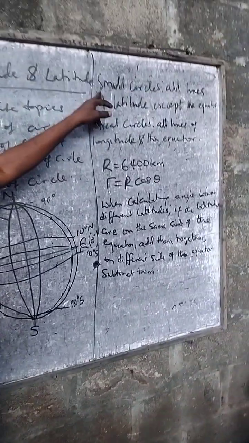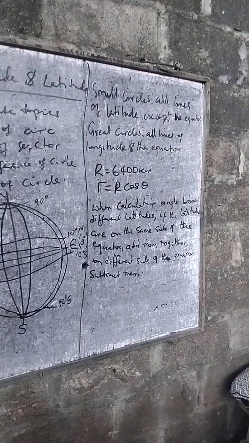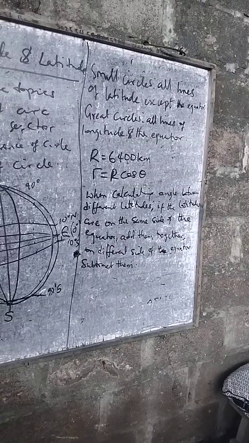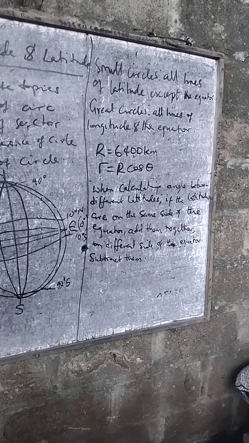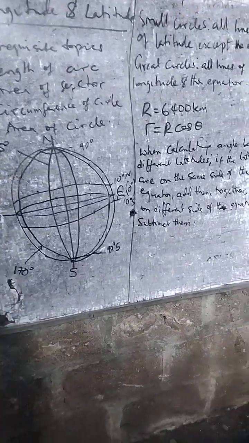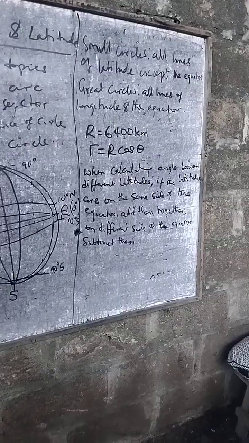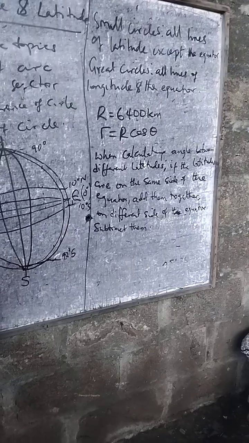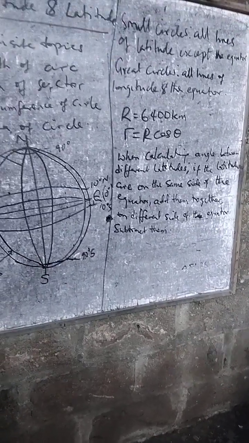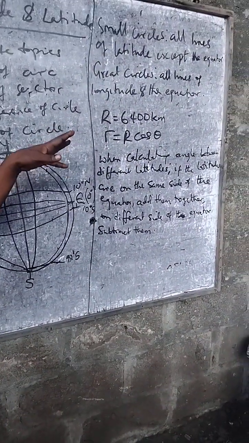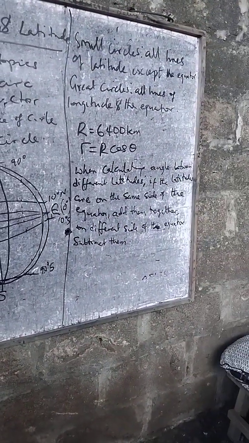Now, all these lines are grouped into 2. Come here. We have small circles. That's the first group. All these small circles are the lines of latitude. But lines of latitude are called small circles, except for the equator. The equator is not a small circle because its radius is the same as the radius of the earth, which is 6,400. Then we also have another group called great circles. These are all lines of longitude and the equator. So the equator is counted as a great circle, but it's not a longitudinal line. It's a latitude. Another name for all the longitudes is meridians.